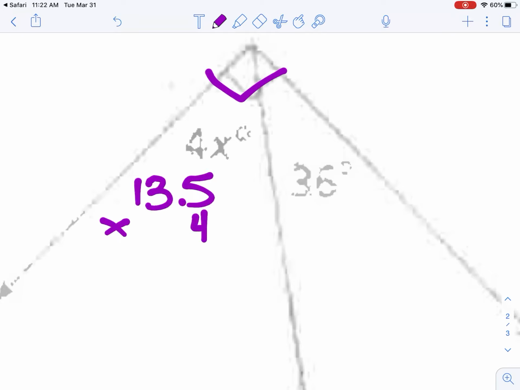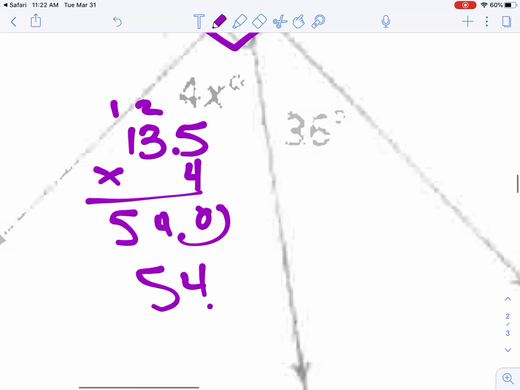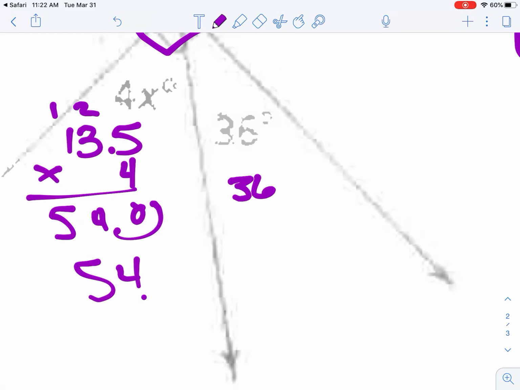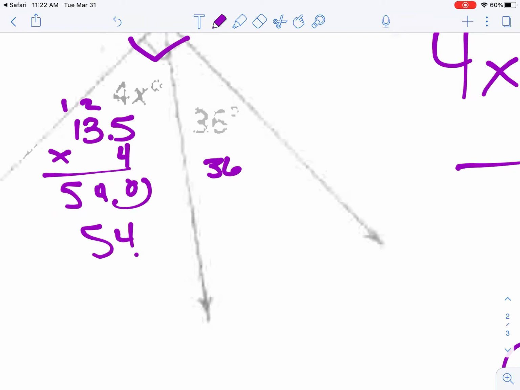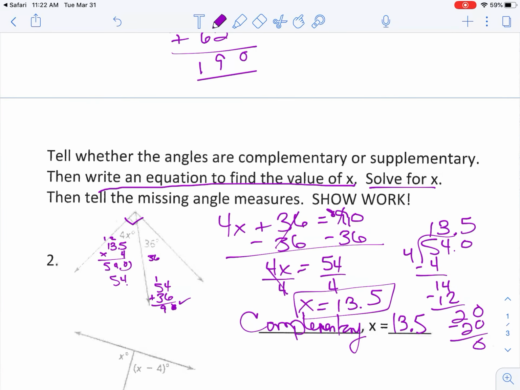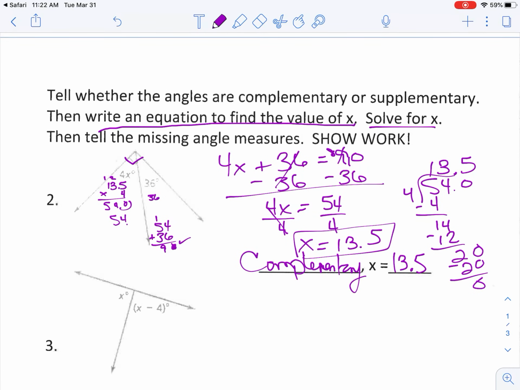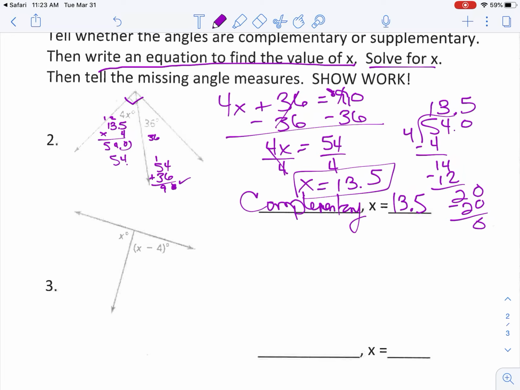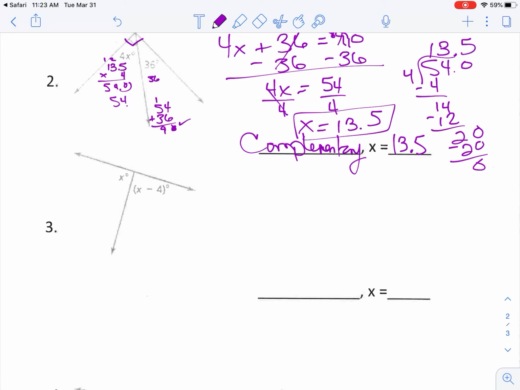So let's do 13.5 times 4. That is 54. Over here is 36. 54 plus 36 is 90, check. That's a complementary angle. Okay, so there's always a way to go back and check to see if these make sense, which I highly recommend. Therefore, you won't make any mistakes if it equals what it's supposed to, 90 degrees, and 180 for supplementary.